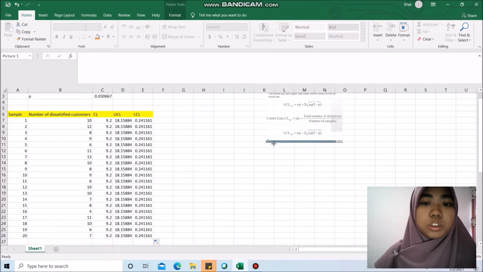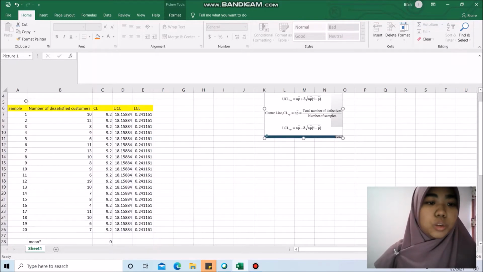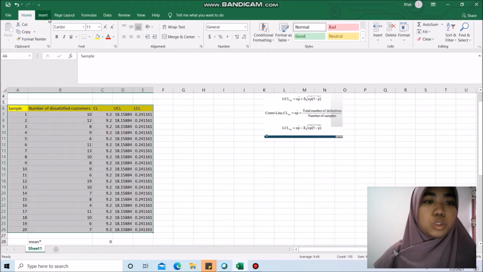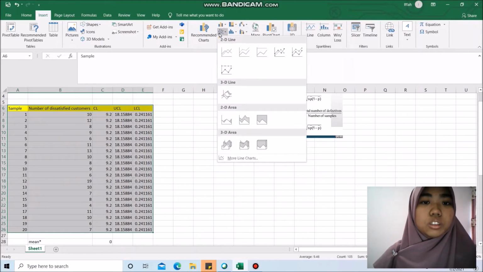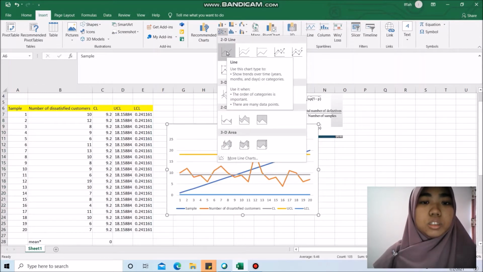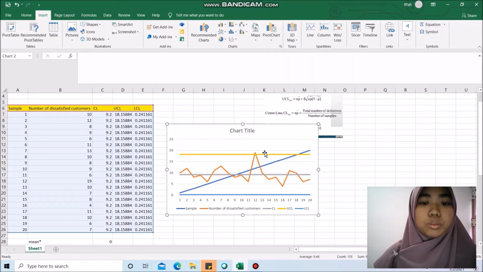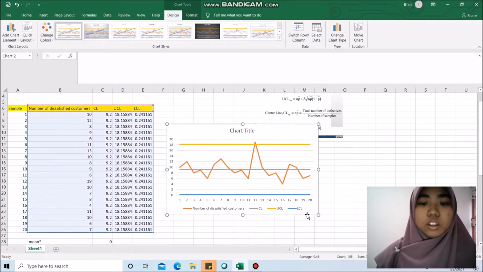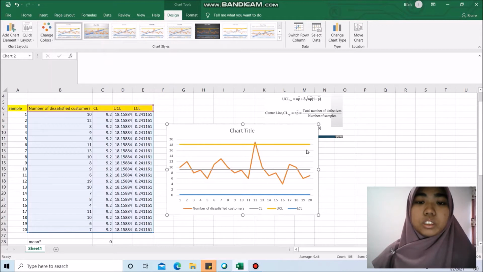I made the picture small because you already know the formula, right? So we want to do a control chart for this data. We go to Insert and we choose the chart we want to do. So this is the chart. We delete the sample, because we don't want it in the graph. We just want to see the center line, upper control limit and lower control limit. So basically this is the input chart.